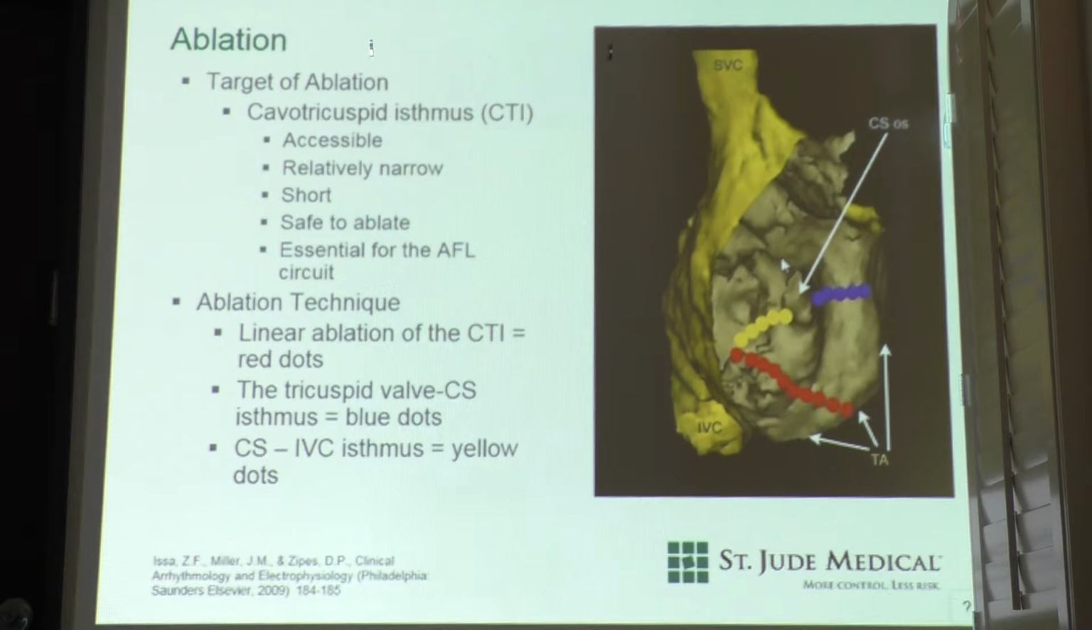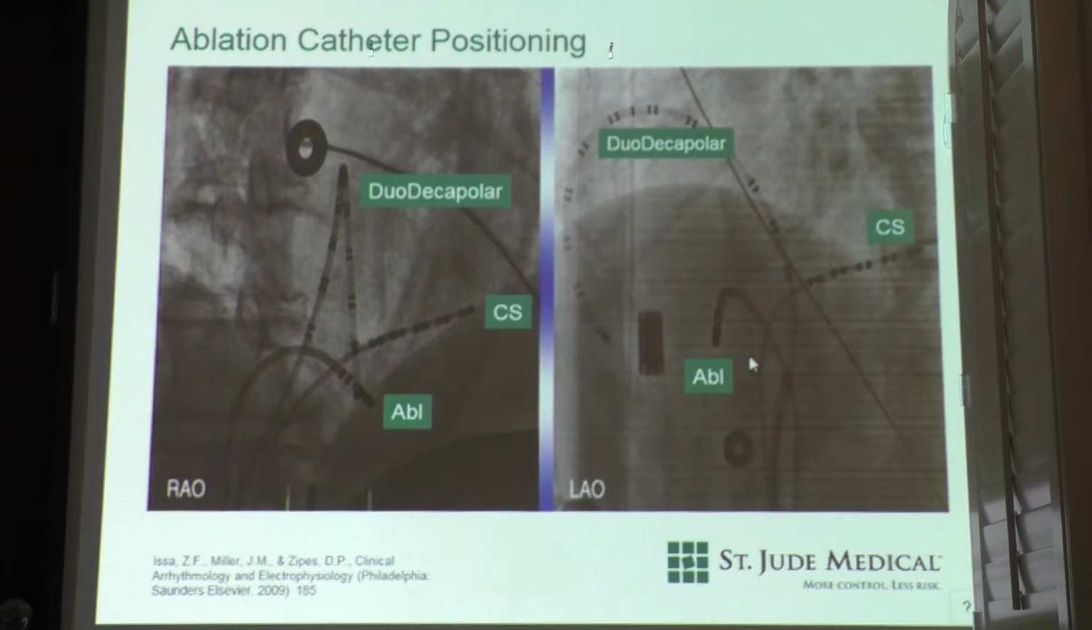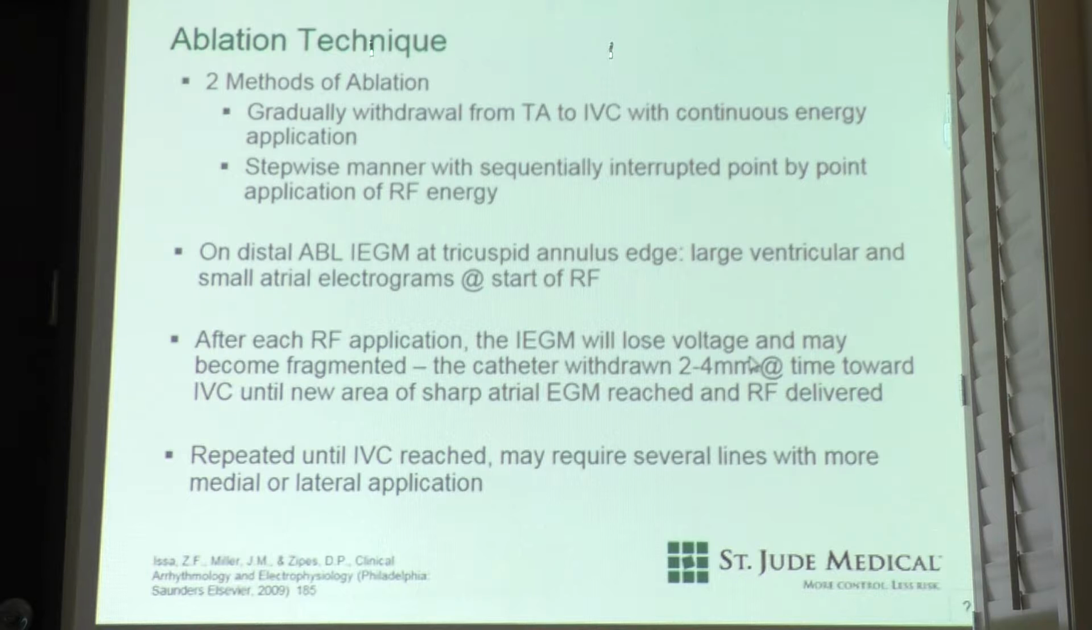Okay, here we go. So these are the options for where we might ablate. They've got different lines here that show you can do a line along the septum, a line connecting to the coronary sinus, or a line connecting from the IVC to the tricuspid annulus. By far, the red line is the most common, and that should be good for flutter.